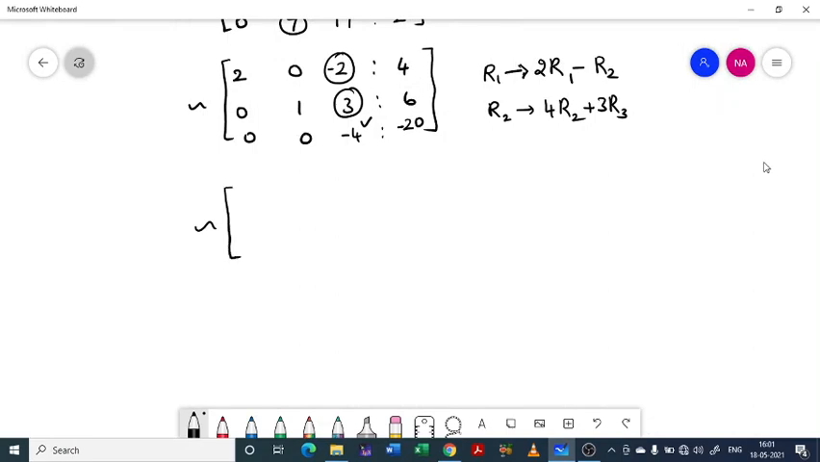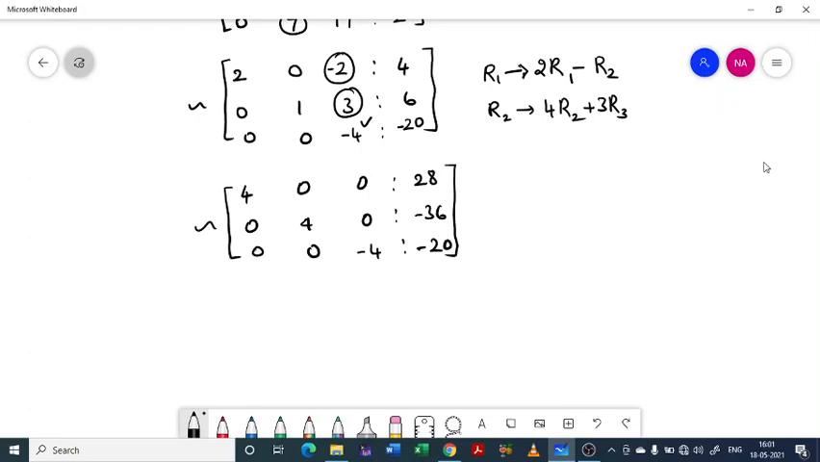First row 4 0 0 colon, it will be 28, you can check it later. Second row 0, okay, it is not 1 multiplied. Yes, it should be multiplied by 4, right? So it should be 4, then it will be 0 as per our choice, and this one will be getting minus 36. 0, 0, minus 4, minus 20.